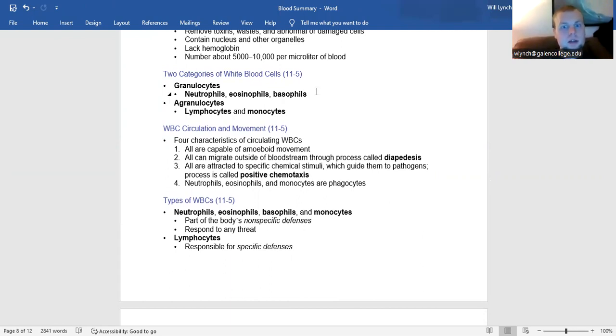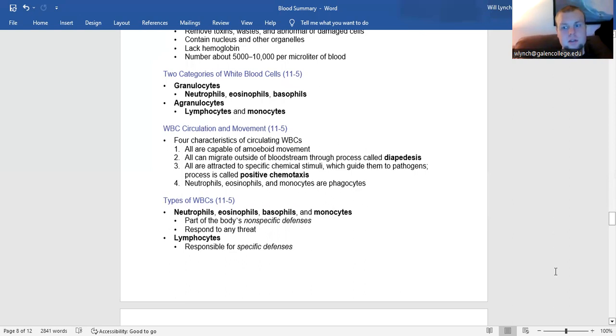Neutrophils, eosinophils, and monocytes are what are called phagocytes, which means that they are going to engulf and destroy pathogenic bacteria or pathogenic molecules by ingesting them. Part of the positive chemotaxis response is this ingestion of those materials, because the breakdown of cellular debris is able to then signal for the other white blood cells to migrate to that area.